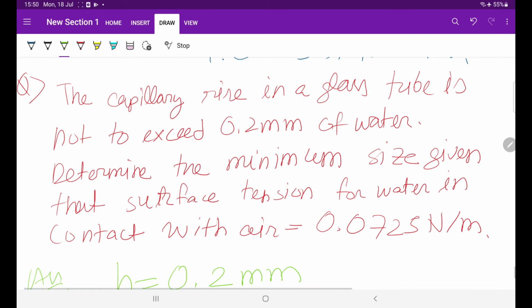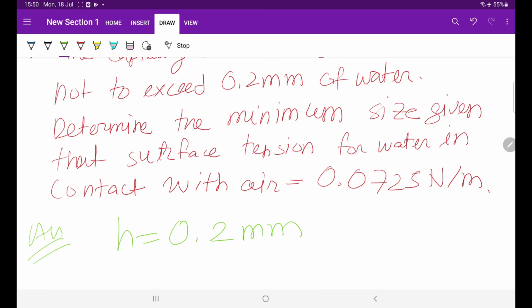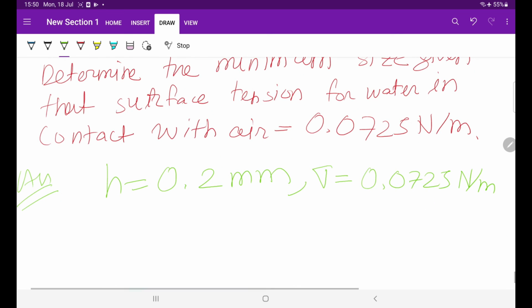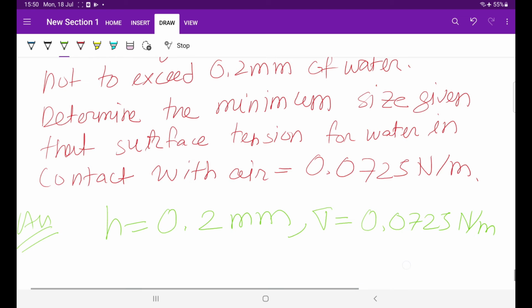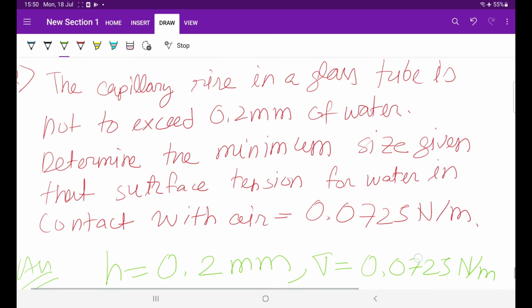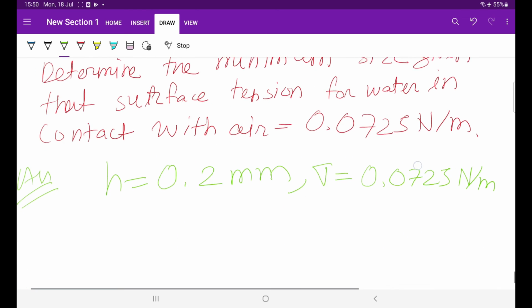Because what it does is the minimum size given that, so determine the minimum size given that surface tension for water, sigma, or the surface tension, is equal to 0.0725. So sigma equals 0.0725 Newton per meter. And since this is a capillary glass tube, the minimum size given the tension for water, right?